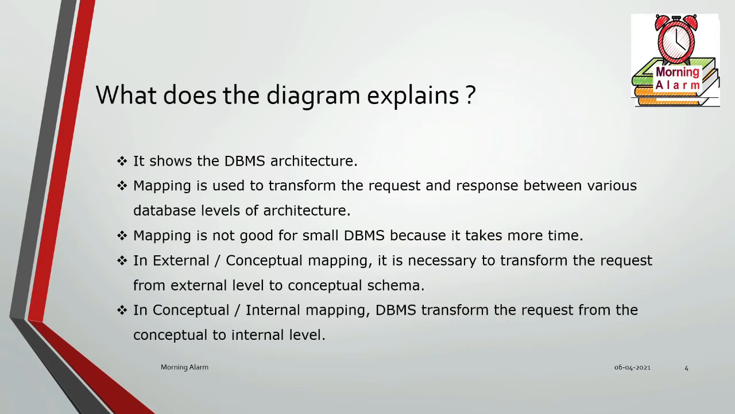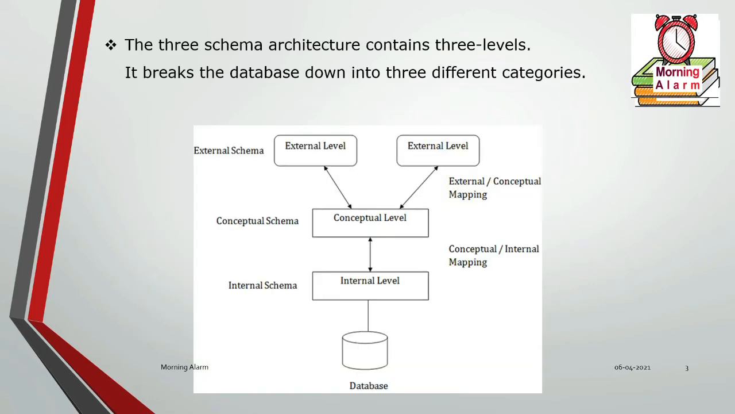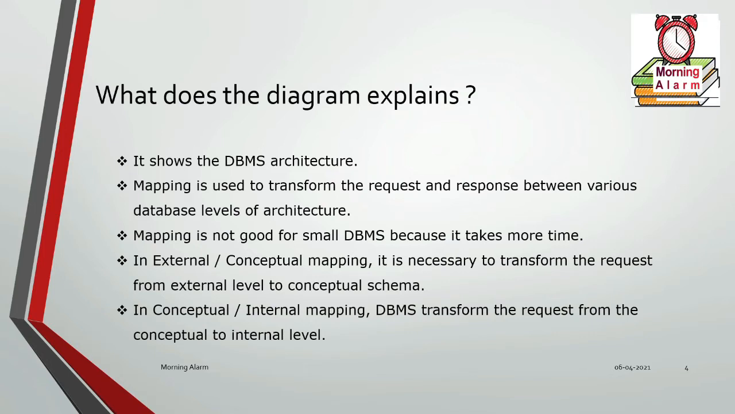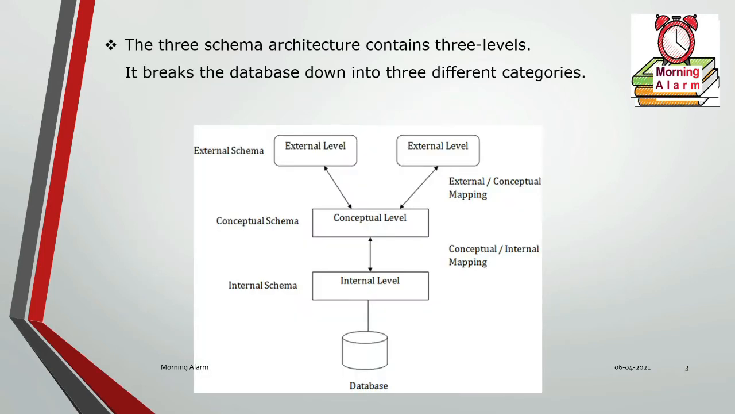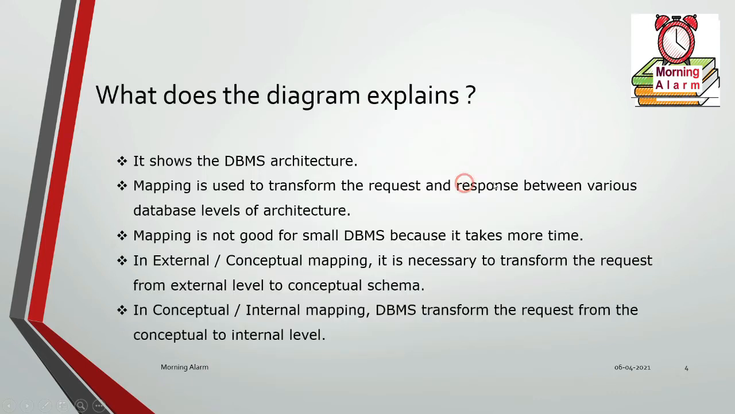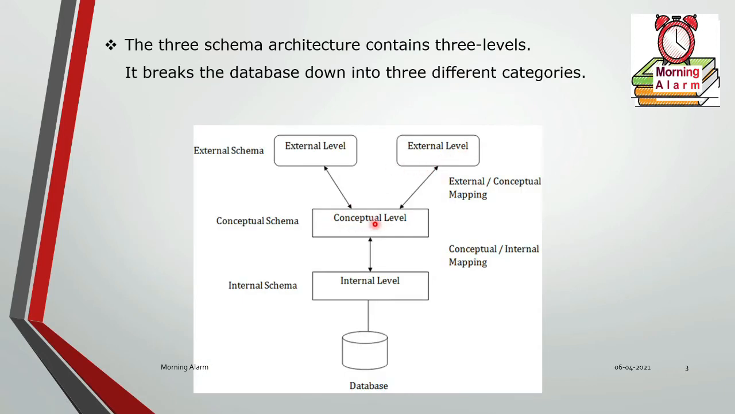What does the diagram explain? This diagram shows the architecture of a database management system. Mapping is used to transform the request and response between the various levels of the architecture, which means these mappings are helpful to transfer the data between the levels. If we observe the external and conceptual levels, this mapping describes the data passage between these levels, and also this mapping describes the data passage between these 2 levels.